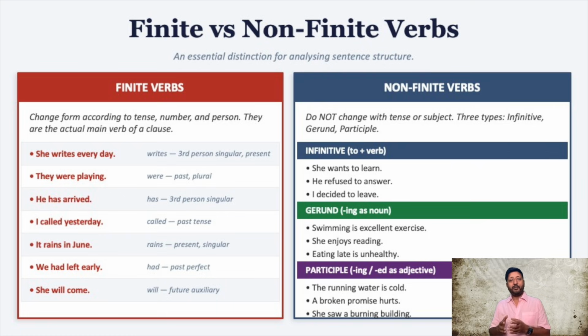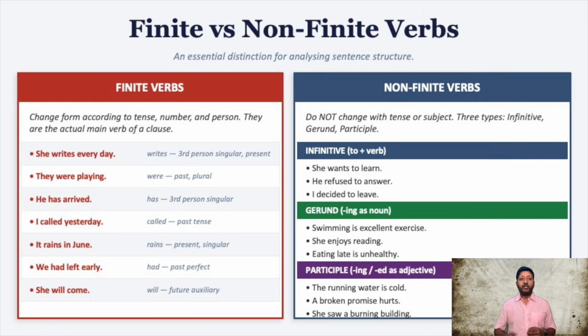Let's look at the other type, non-finite verbs. It does not change with tense or the subject. There are 3 types: the infinitive, the gerund, and the participle. The infinitive form, where to precedes a verb, could function as one of 3 things. It could be a noun, it could be an adjective, or it could be an adverb. As a noun, you could say, for example, to read is enjoyable. As an adjective, I need a book to read.